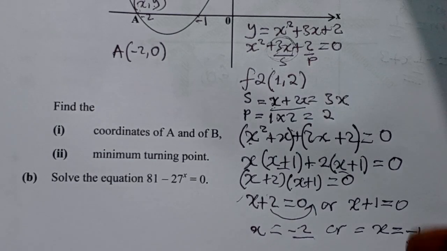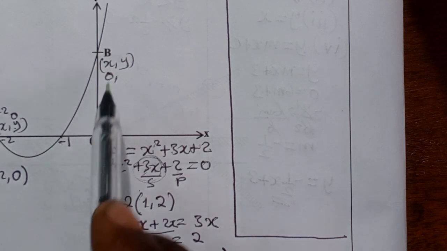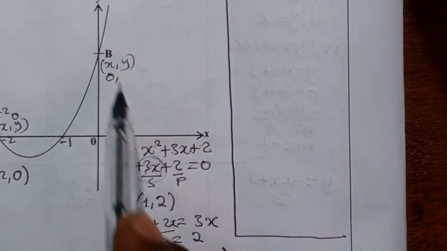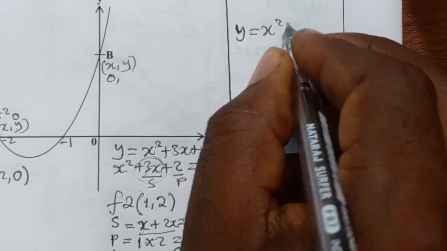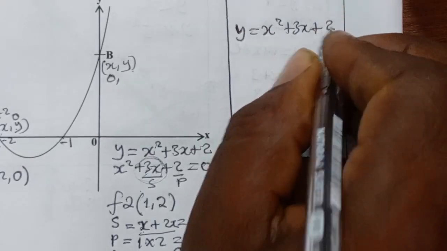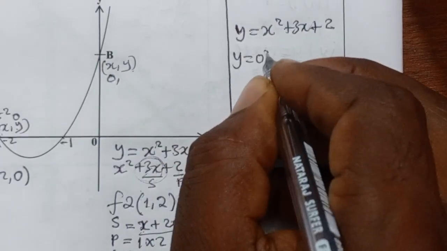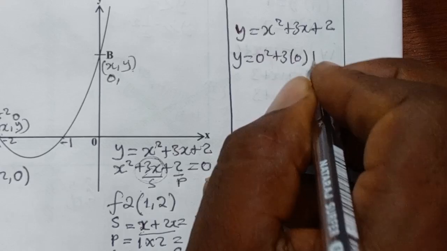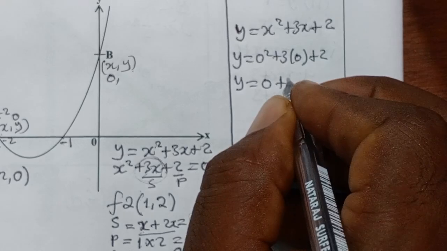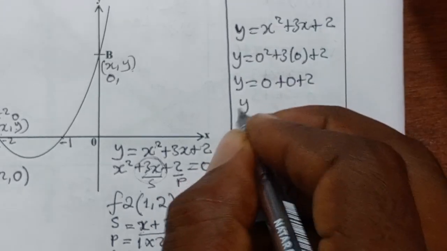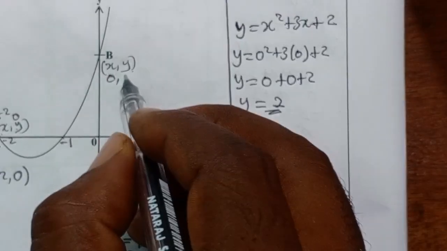Then we go to the coordinate of B. B is on the y-axis, and on the y-axis x is 0. The equation is y is equal to x squared plus 3x plus 2. What is the value of y when x is 0? y is equal to 0 squared, which is 0, plus 3 times 0, which is 0, plus 2. So 0 plus 0 plus 2 is 2. The value of y when x is 0 is 2.